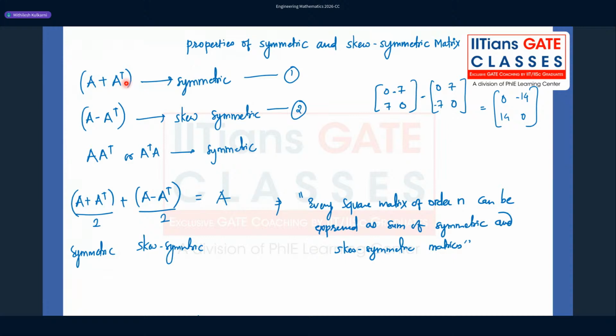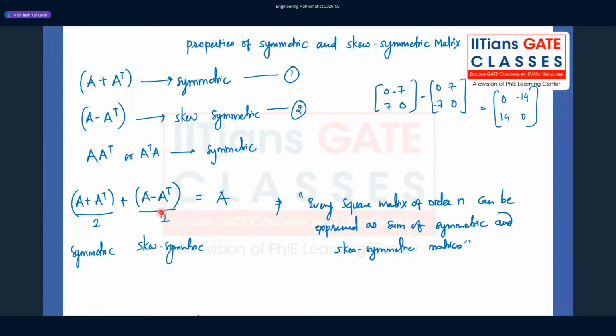If you take these two equations and add them, what will happen? A plus A transpose plus A minus A transpose. The A transpose gets cancelled, so you'll end up with 2A. If I add them and divide by 2, what will happen? A plus A transpose divided by 2, plus A minus A transpose divided by 2, I'll end up with A. And we know that the first is a symmetric matrix as per equation number 1, and the second is a skew symmetric matrix according to equation number 2.